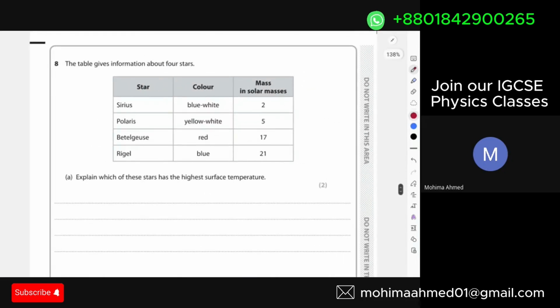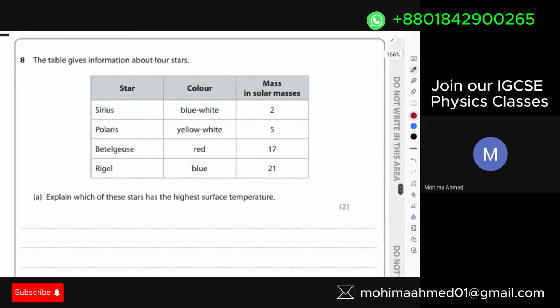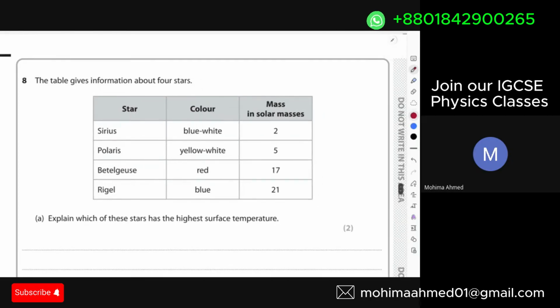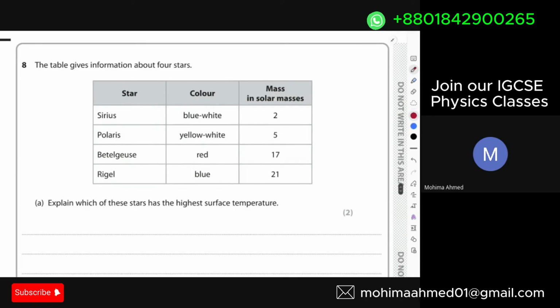Now in question 8, it says to explain which of the stars has the highest surface temperature. The mass in solar masses is given, but that is not a problem. The colors given are blue, white, yellow, white, red, and blue. Out of these, only blue would indicate the highest surface temperature.